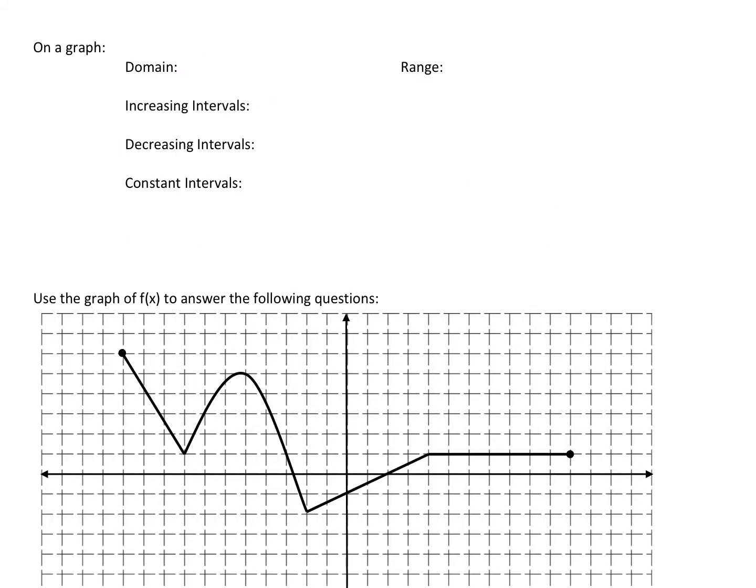All right, so now we're going to review this in terms of a graph. So again, our domain is all of our x values. And we always want to go left to right. My range is all of my y values. And I want to go bottom to top.